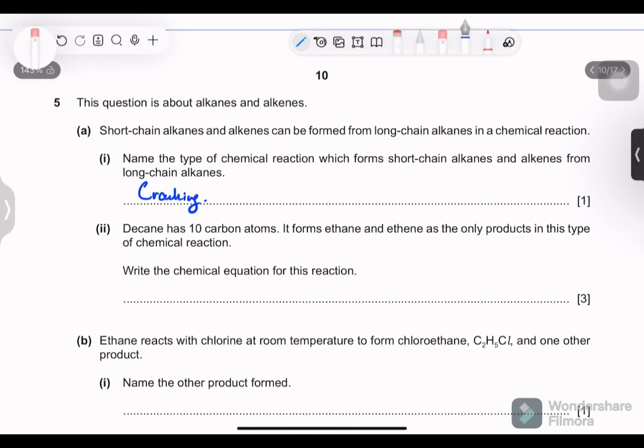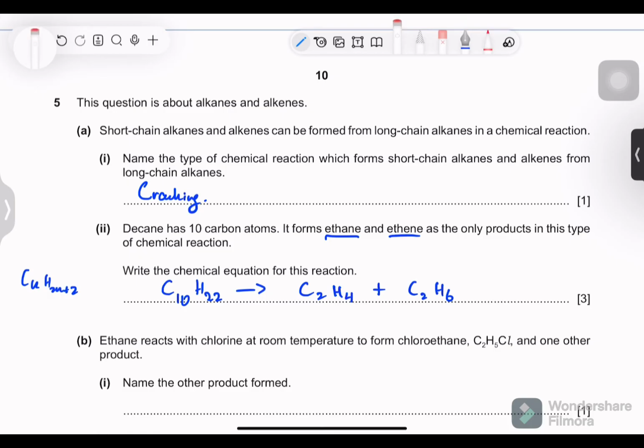Next, decane has 10 carbon atoms. It forms ethane and ethene as the only products in this type of chemical reaction. Write the chemical equation for this reaction. So C10, the general formula is CnH2n plus 2. So C10H22, what they're telling us is C2H4 as ethene and C2H6 as ethane. Now the thing is that the overall number of carbon atoms and hydrogen atoms should be equal on both sides, meaning the equation should be balanced.